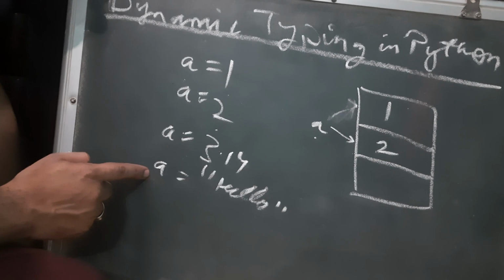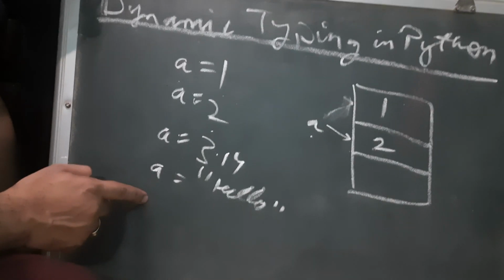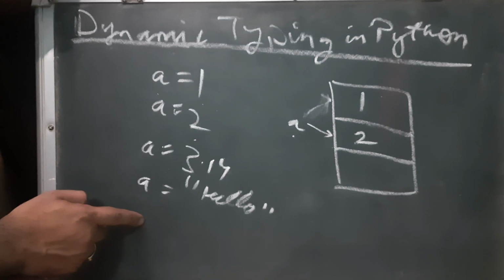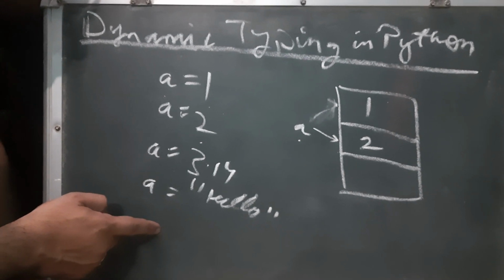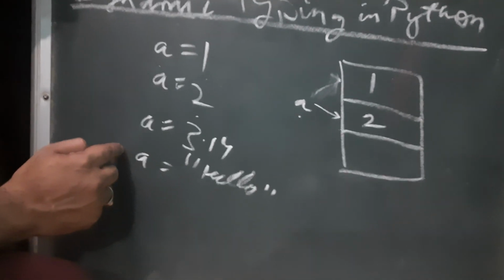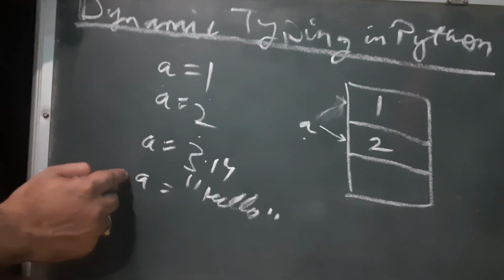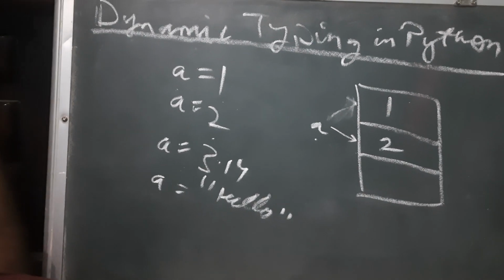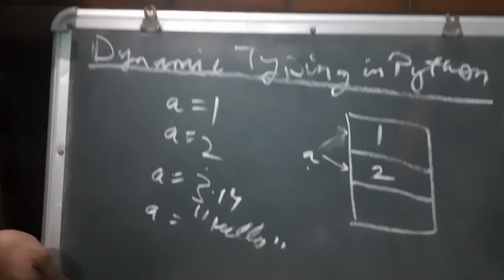What is the type of the variable at a particular instant? Because if you do operations not specific to that particular object type, then it may lead to errors. So you have to take care of the type of the object at different locations for using that variable. Okay, so this is the main point in Python.